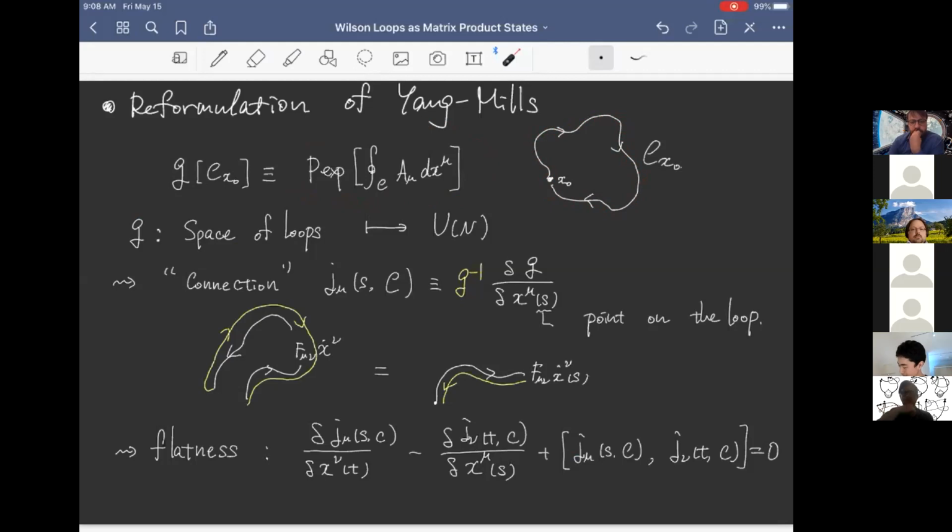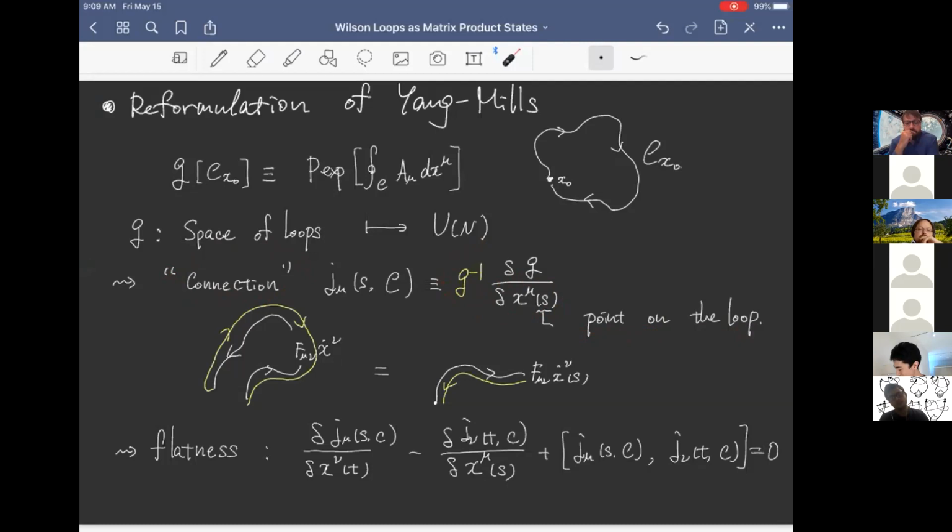Because I'm not taking a trace, this G of C actually takes values in U(N). So basically this G is a map from a space of loops to U(N). In this sense, it's a little bit similar to G of x, which appeared in the Principal Chiral Model. Now, Polyakov pointed out that you can actually construct the analog of the connection in this way. You take G and consider functional differentiation at point x(s), a point on the loop, and then multiply by G inverse.